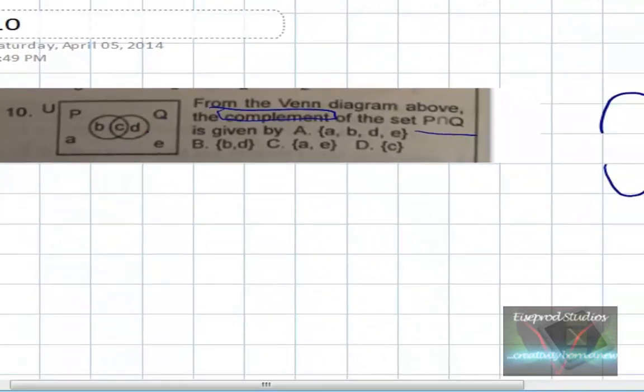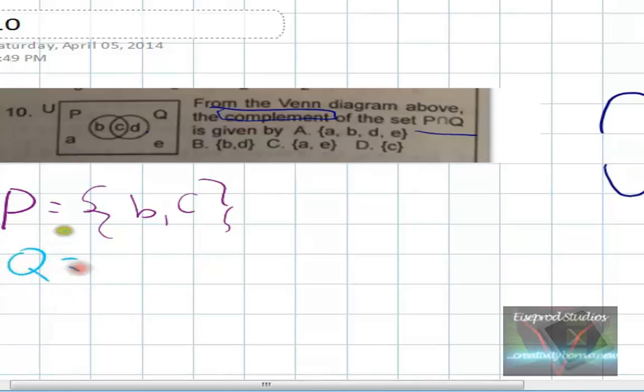I'm just going to switch to a new color now. Okay. The set P contains B and C. The set Q, no, that's the same color I've been using. The set Q includes C and D.